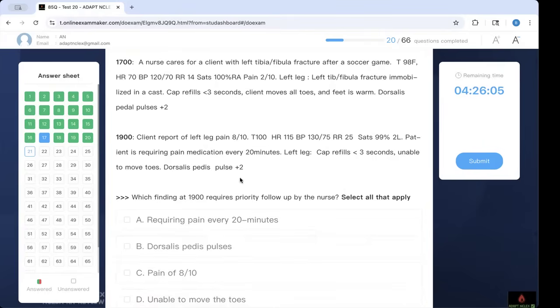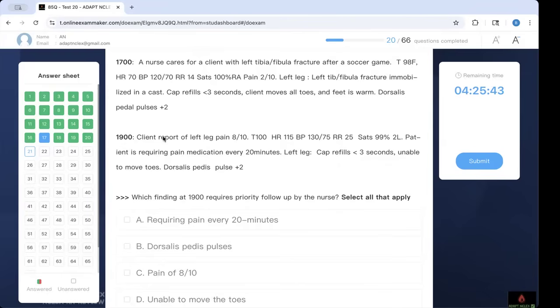1700. A nurse cares for a client with a tibia fracture after a soccer game. Those are his vitals. He has pain 2 out of 10. His left leg, tib fracture, is immobilized. Capillary refill is 3 seconds. The client moves all toes, and the foot is warm. The dorsalis pedis pulse is +2. That's 1700.